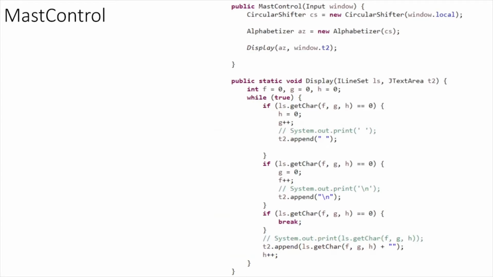Next, we go to master control. This is the heart of the program, and it also manages and controls the circular shifting and alphabetizing. And then we also have a display method here.